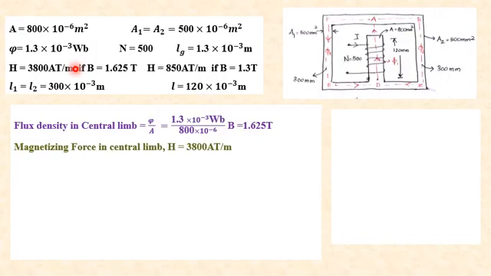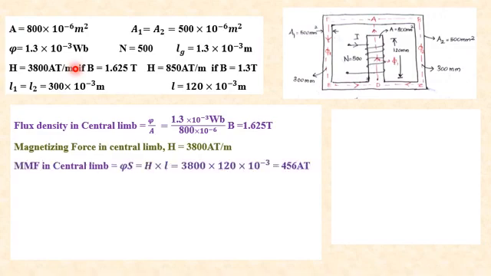We know that the magnetizing force is the mmf per unit length. So if we know the magnetizing force, we can find the mmf of the central limb. The mmf in the central limb will be the magnetizing force in the central limb into the length of the central limb, that is 456 ampere turns, and this is the same as the value phi s.